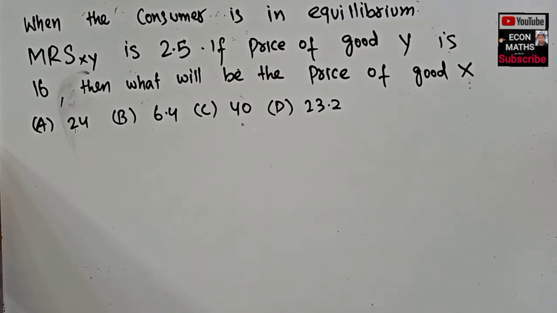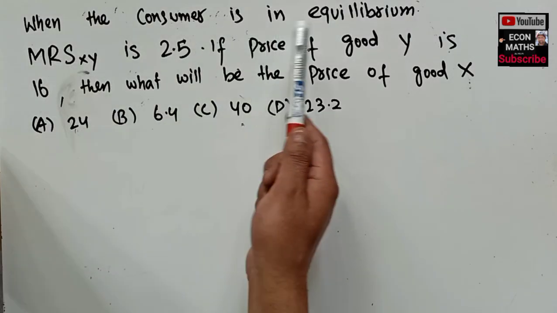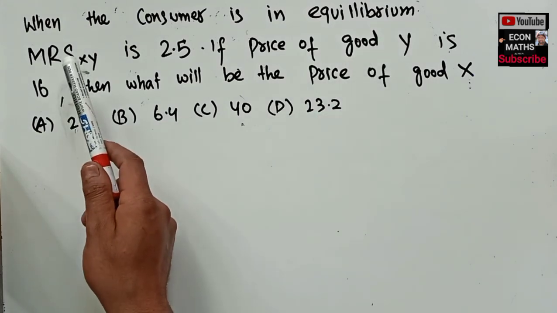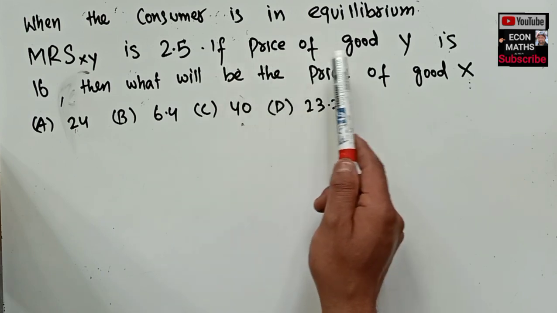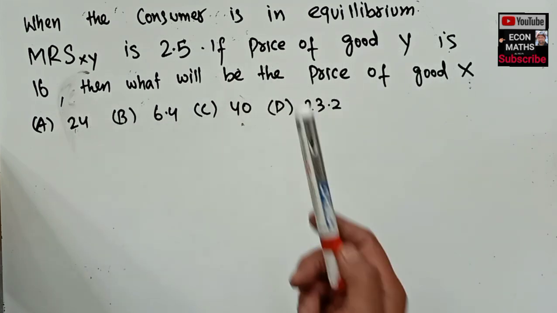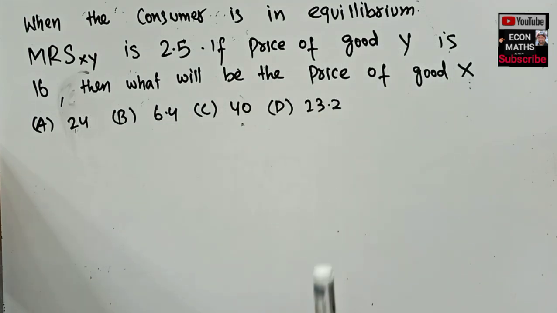In this video, we will solve a question on consumer equilibrium. The question is, when the consumer is in equilibrium, marginal rate of substitution between two goods X and Y is 2.5. If price of good Y is 16, then what will be the price of good X? Options are being given. We need to find out the correct option, okay?